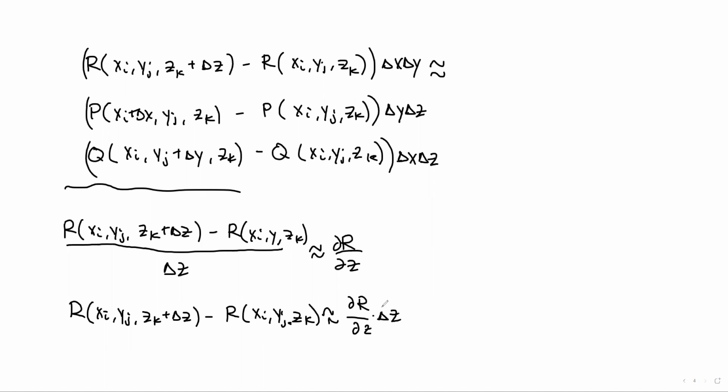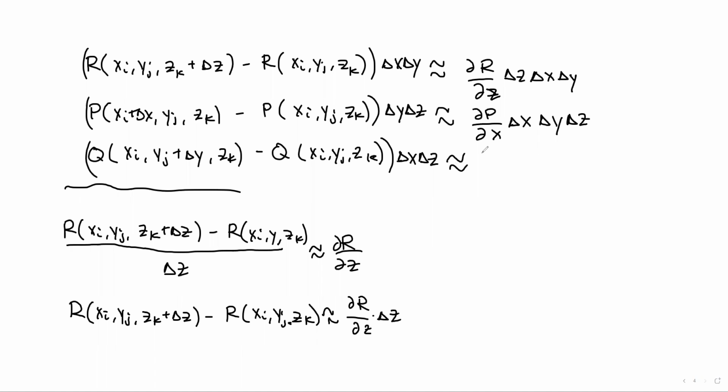So this part here becomes this. So we're going to have partial of r with respect to z, change in z, and then we've got a change in x, change in y. You can do the same thing with this guy. This is going to be approximately equal to the partial of p with respect to x, change in x, and then you've got the change in y, change in z. And then this one is going to be approximately equal to the partial of q with respect to y, change in y, times change in x, change in z.